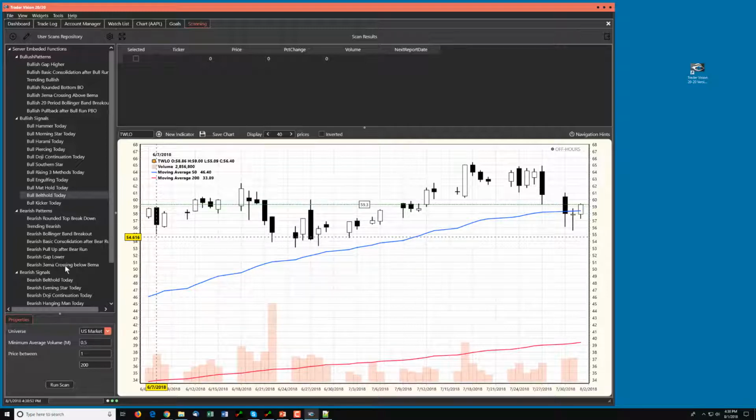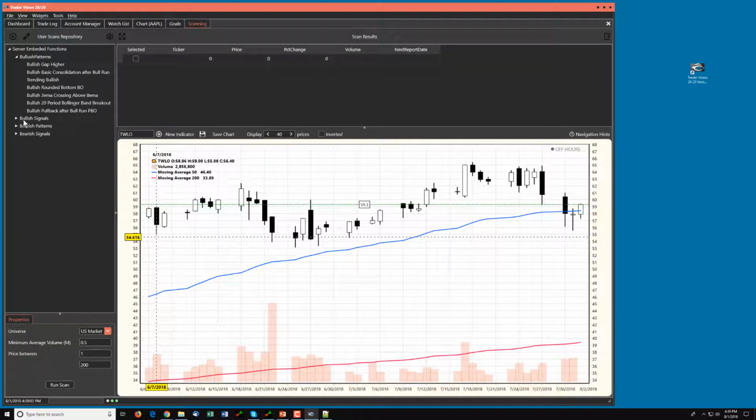But we've got a whole raft of different scans, both patterns and signals, and both bullish and bearish, that you'll be able to scan against. As I said, when we get to phase 2, you'll be able to write your own scans or edit the scans that we give you. And if you want scans that are very custom to you, but you don't want to write them yourself, you can hire us to write something very specific to you.